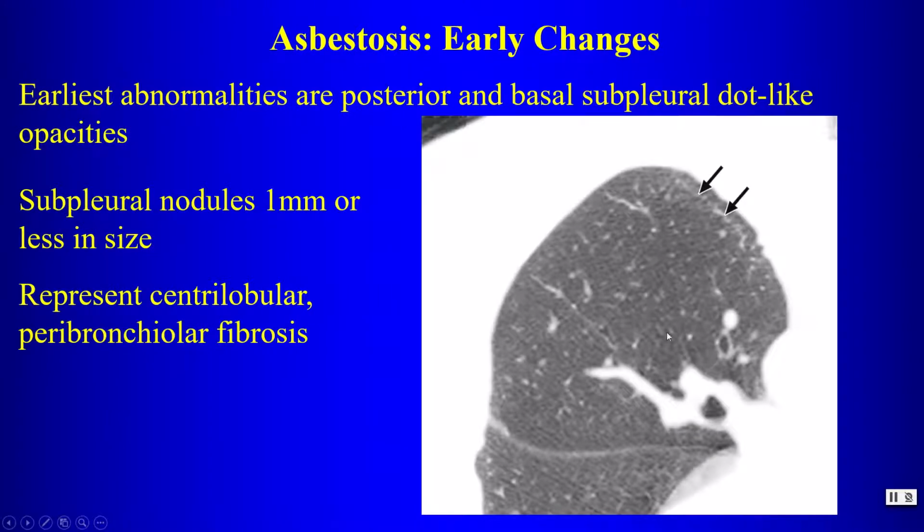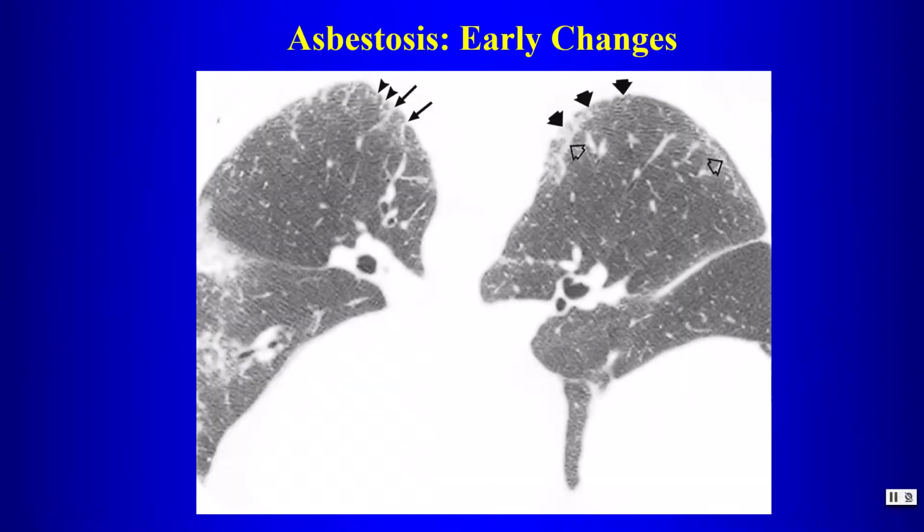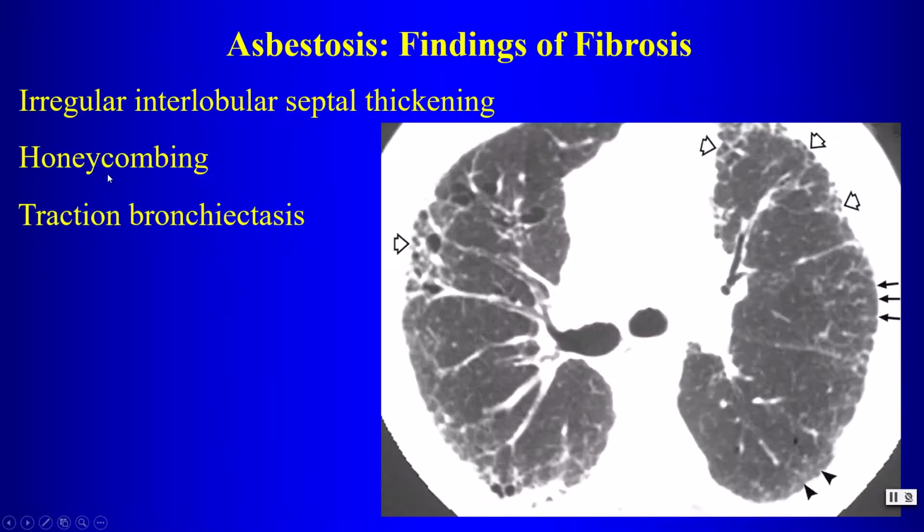Here on this prone CT scan, some of the earliest findings of asbestosis are these subpleural nodules, these tiny little nodules in the subpleural distribution. These probably represent areas of centrilobular and peribronchiolar fibrosis. In another prone CT scan, there are some reticular abnormalities in a subpleural distribution. If this patient has a history of exposure to asbestos, then these are early findings of asbestosis.